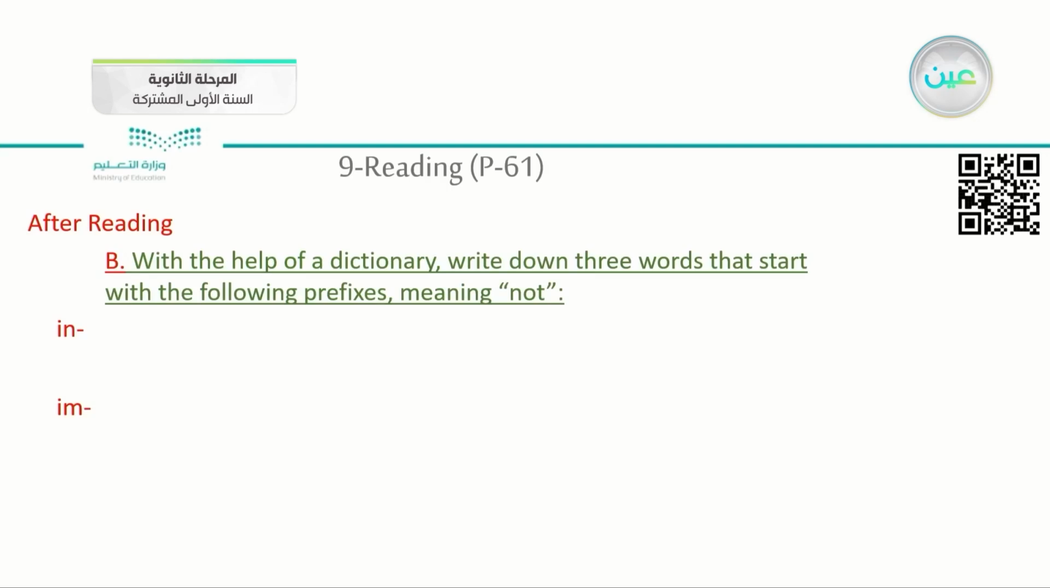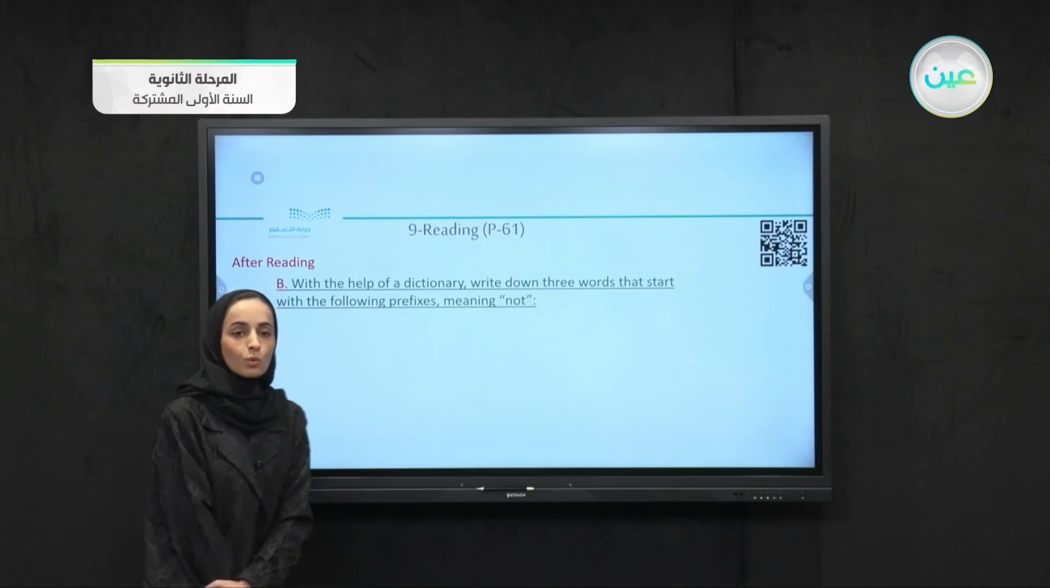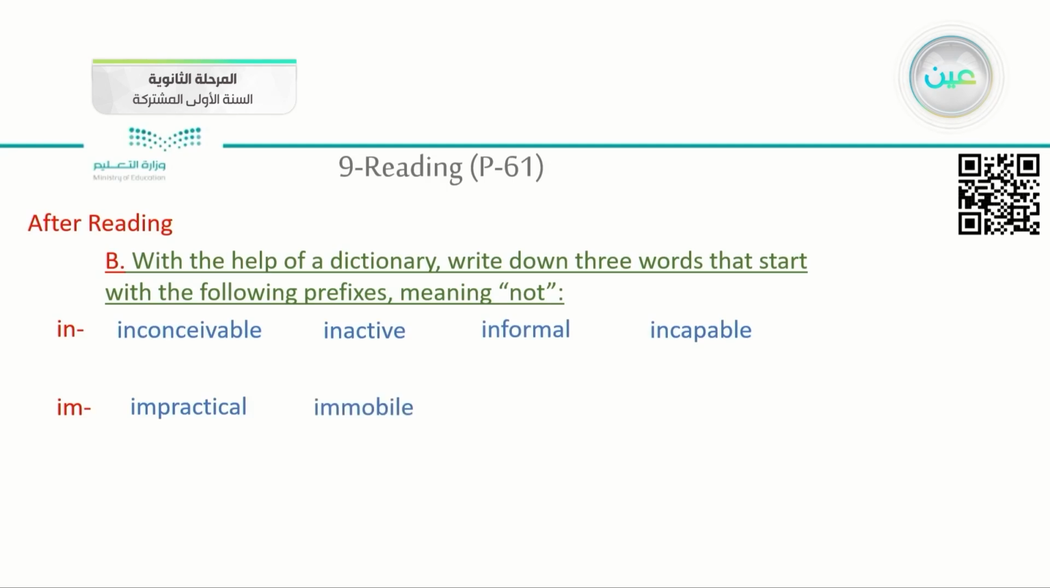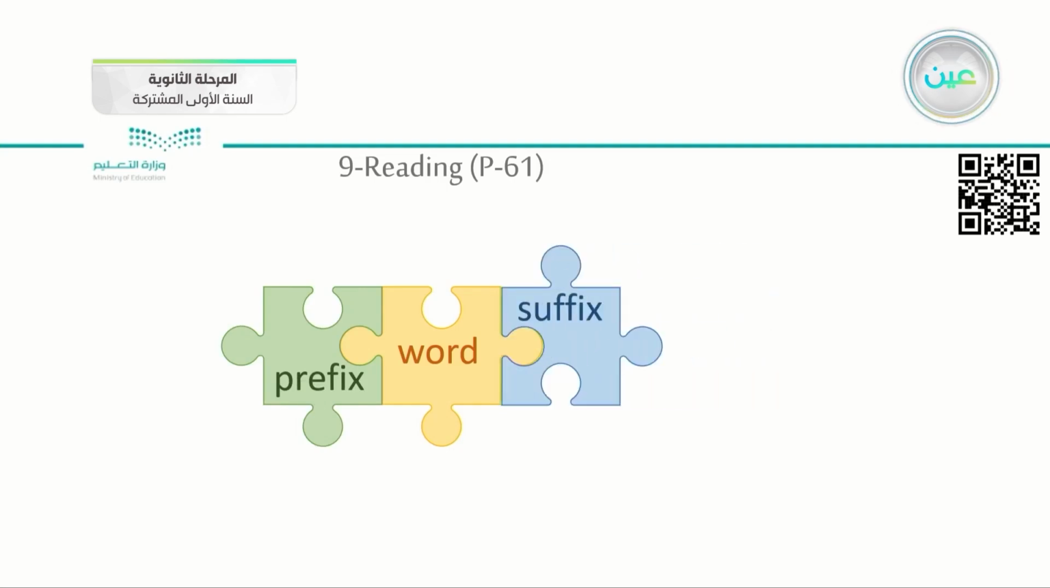Okay, the following here, with the help of the dictionary, I wanted you to refer to the dictionary and write down words that start with M or N. We're having words like inconceivable, inactive, informal, incapable, also impractical, immobile, impossible, and immoral. I will tell you something about the idea of forming words in English. What makes English an easy language is the ability to come up with new words using what comes before it, a prefix, and what comes after it, which is the suffix. So, we're going to focus on the prefixes.